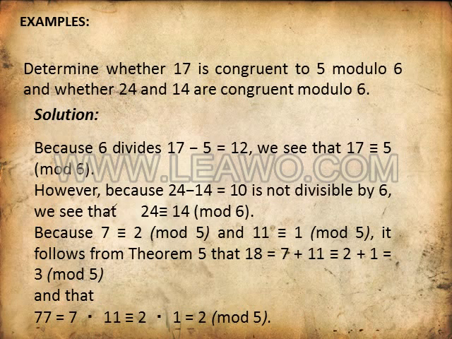Because 7 is congruent to 2 modulo 5 and 11 is congruent to 1 modulo 5, it follows from the theorem that 18, which is 7 plus 11, is congruent to 2 plus 1, which is 3, modulo 5, and that 77, which is 7 multiplied by 11, is congruent to 2 multiplied by 1, which is 2, modulo 5.